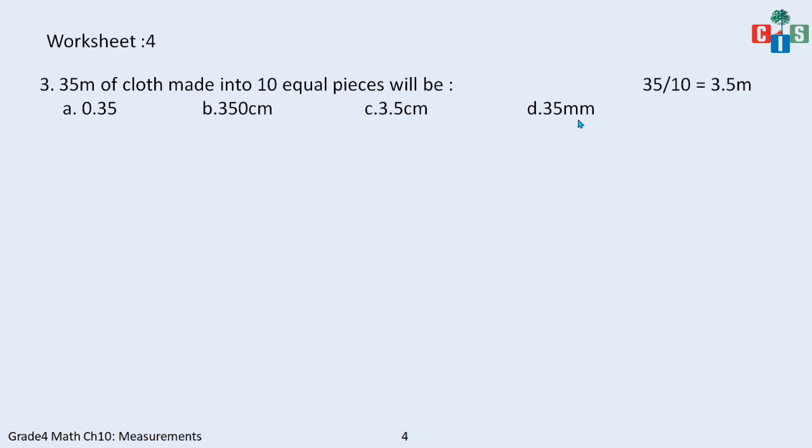And for the millimeters, this is also not the right option because you are moving from meter to millimeter. So you are moving downwards, so you have to multiply it by 1000. So 3.5 meter multiplied by 1000 will give you 3500 millimeter. So this is also not the right option. So my option is 350 centimeter.